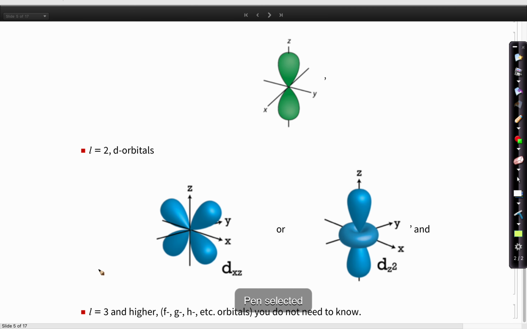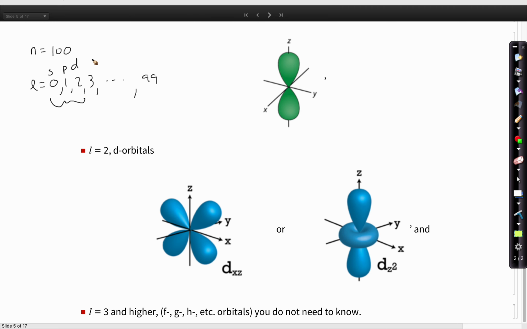Now, we can keep going to higher values of L. Remember, let's say that we had n equal to 100. Well, then we could have L equal to 0, 1, 2, 3, all the way up to 99. So for n equals 100, there are 100 possible L values. We're only learning the shapes for the first three. So this one, 0, that would be an s orbital. The 1 would be a p orbital. The 2 here would be a d orbital. The 3 is an f orbital, but you don't need to know the shape of it. And then after that, you just go in alphabetical order, g, h.